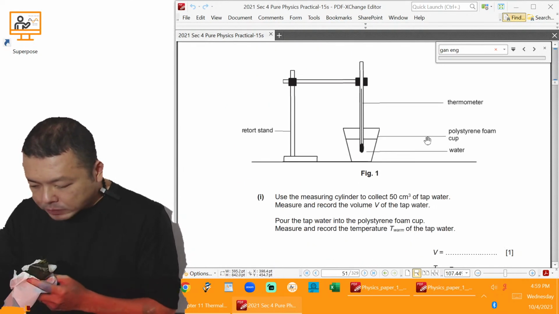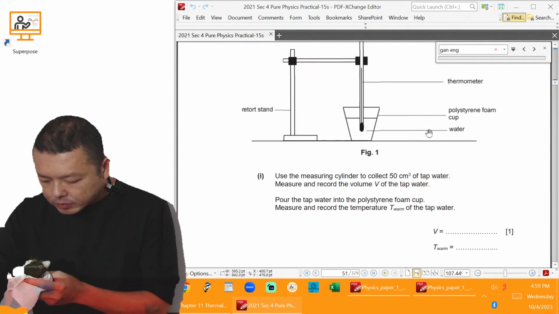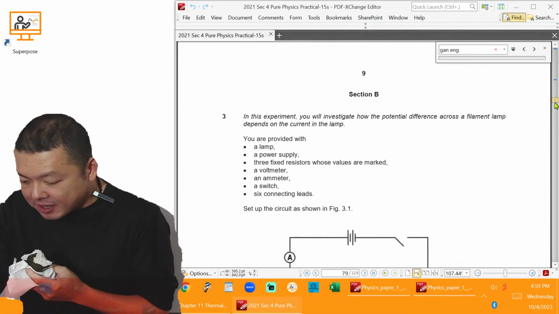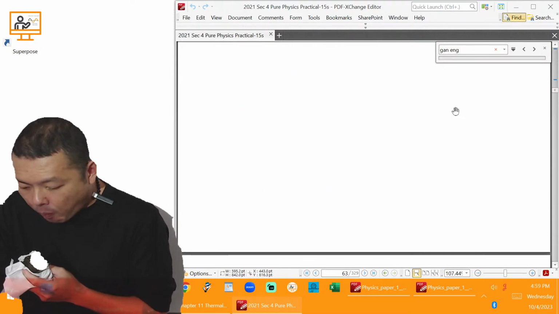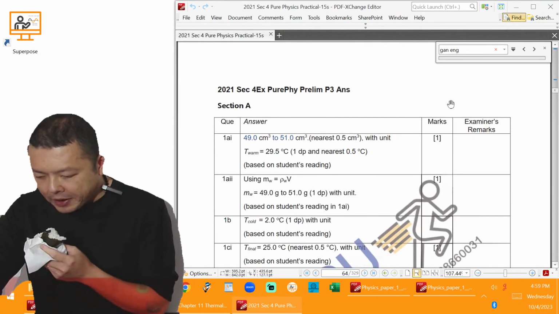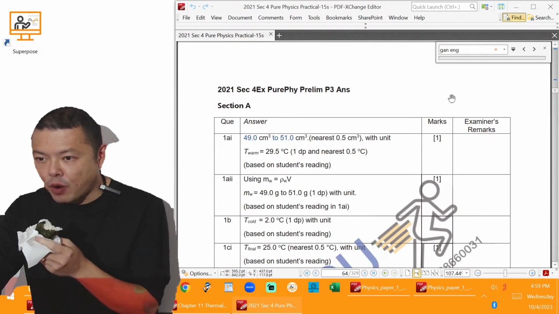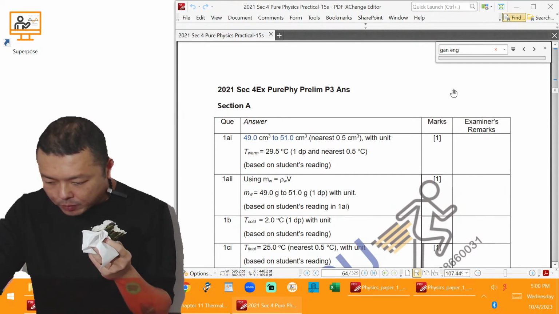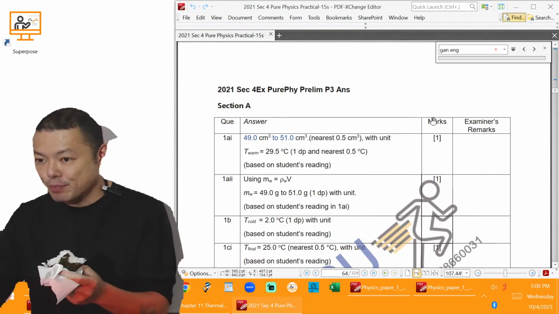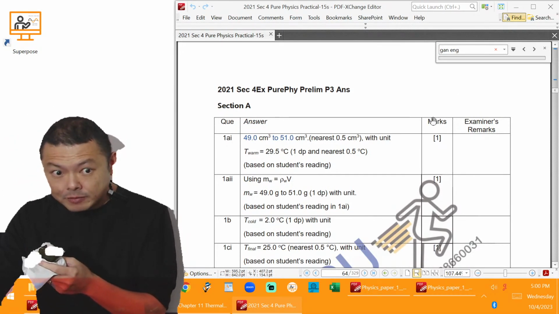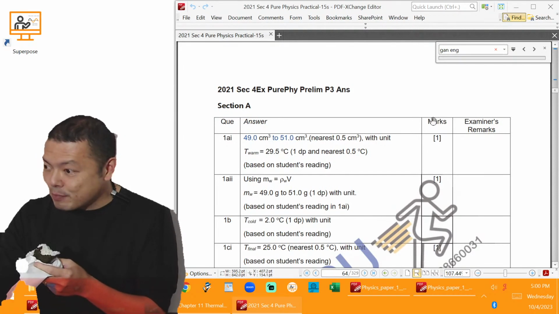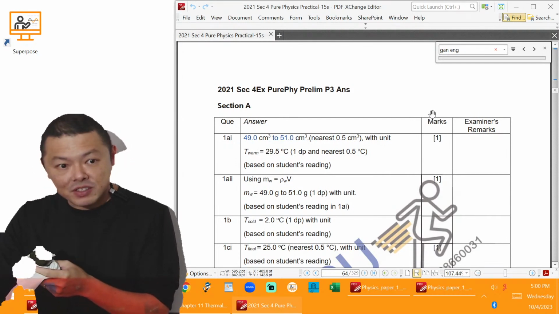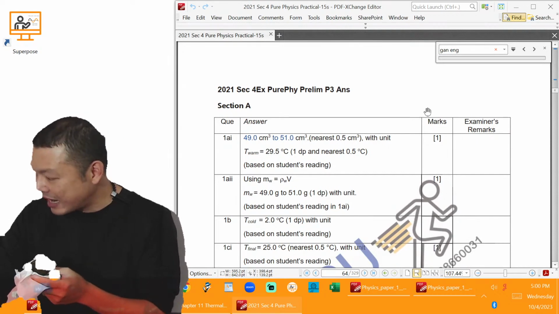Okay. So I'm going to look at the answer. You see this? It's 0.5. That means you have to write it down to 0.5 of the degree Celsius. So you can write it as 30.0. But you cannot write 29.1. You cannot write 29.2. You can either write 29.5 or 29.0 or 30.0, but just not anything in between.